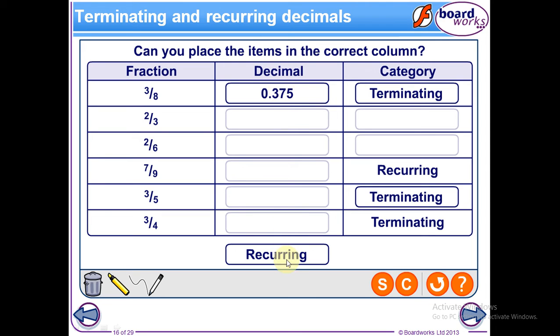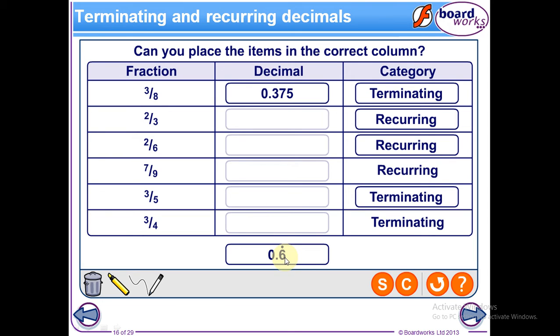This is recurring. So for this to be recurring, the prime factor of the denominator should be 3. So 3. So this will be correct. Guys, the prime factor here is also 3. So this could be recurring too. So anytime the prime factor of the denominator is 3, guys, it is going to give you recurring. Anytime the prime factor of the denominator is either 2 or 5, then it will be terminating. Okay, this one is recurring.